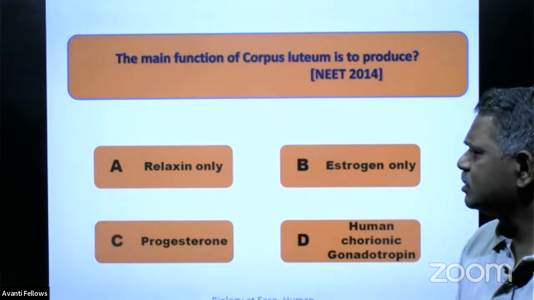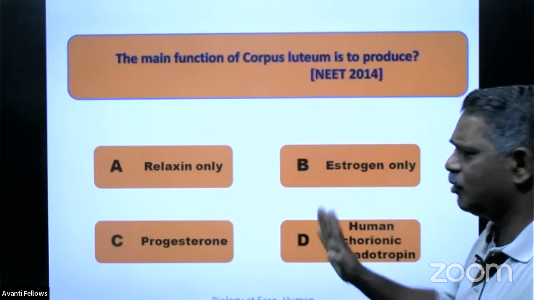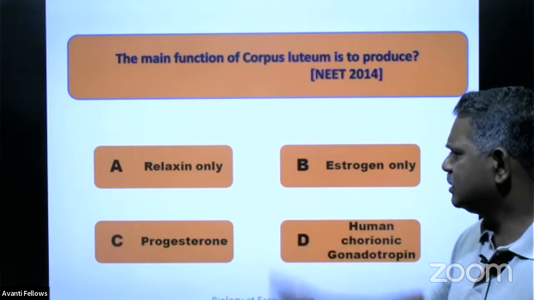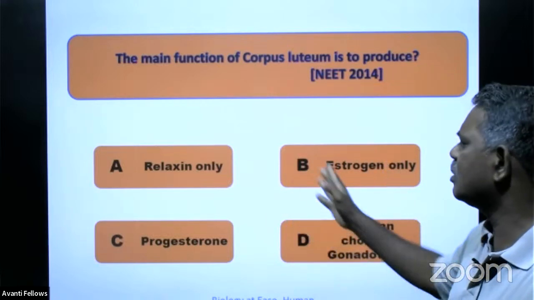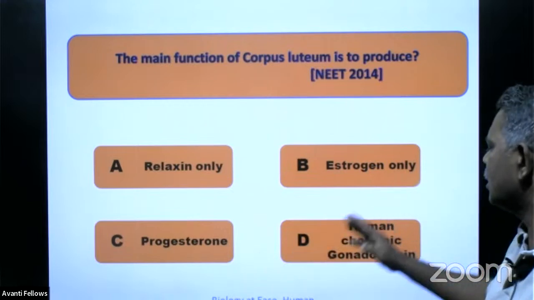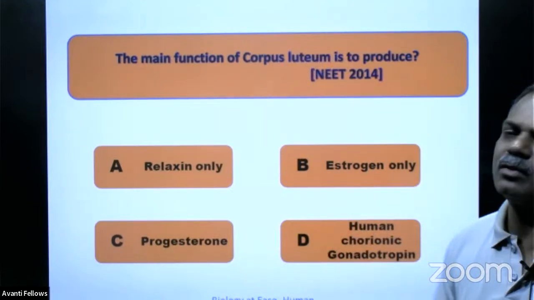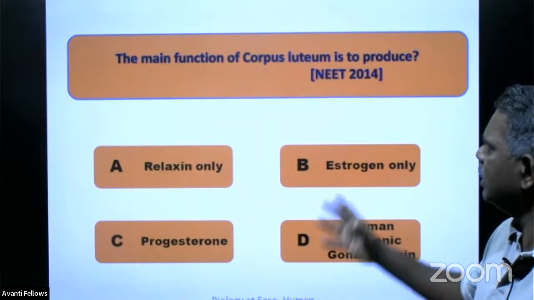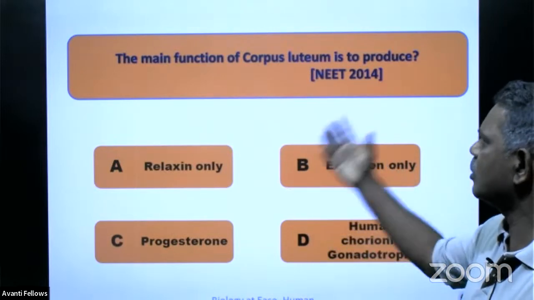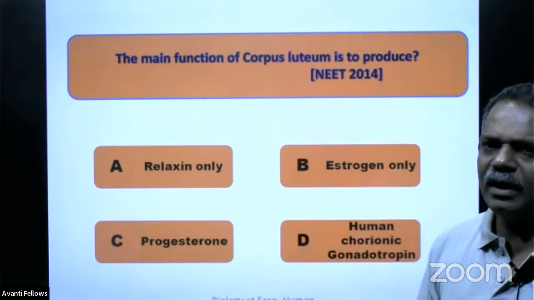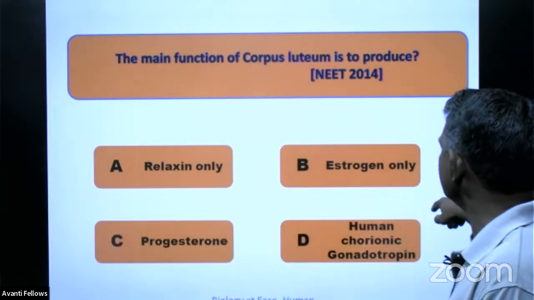Find out the correct answer. A, B, C, D, four options are given here. Is it relaxin hormone, estrogen hormone, progesterone hormone, or human chorionic gonadotropin hormone? Which one is the real secretion of the corpus luteum? We'll move to another question.